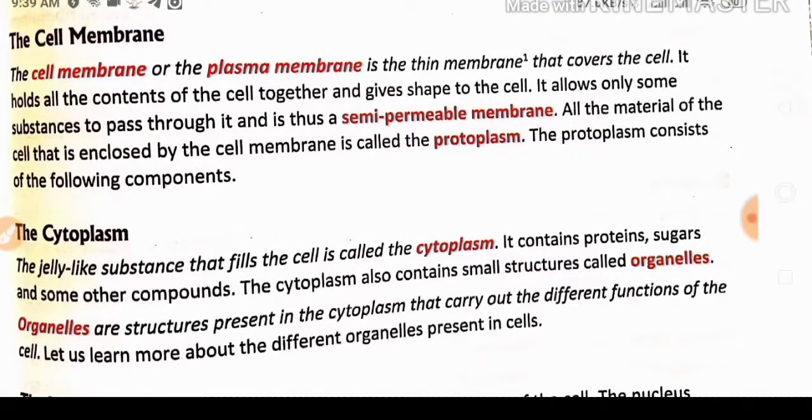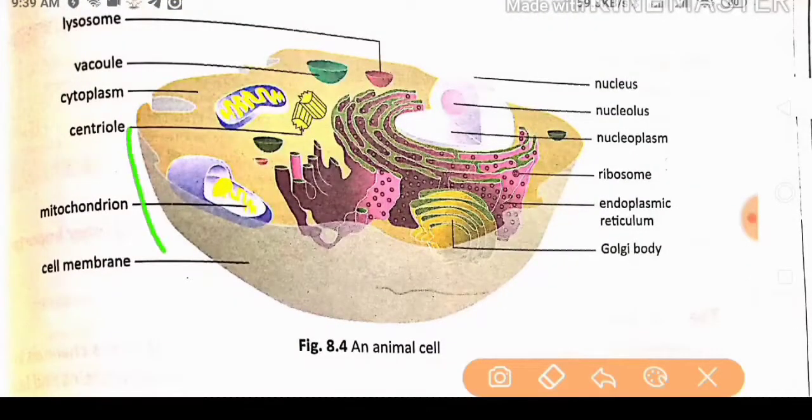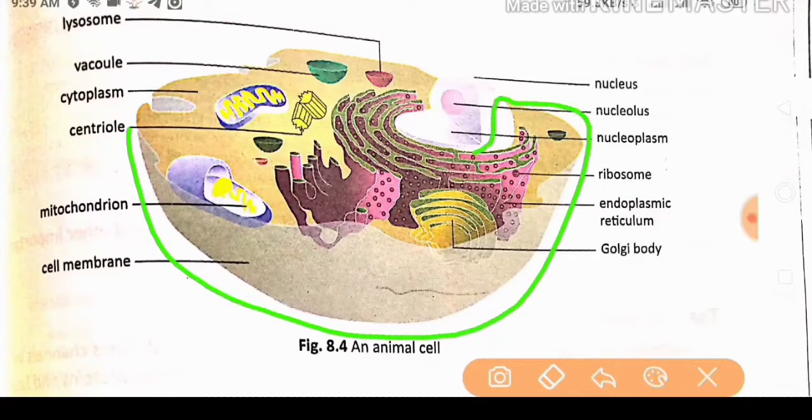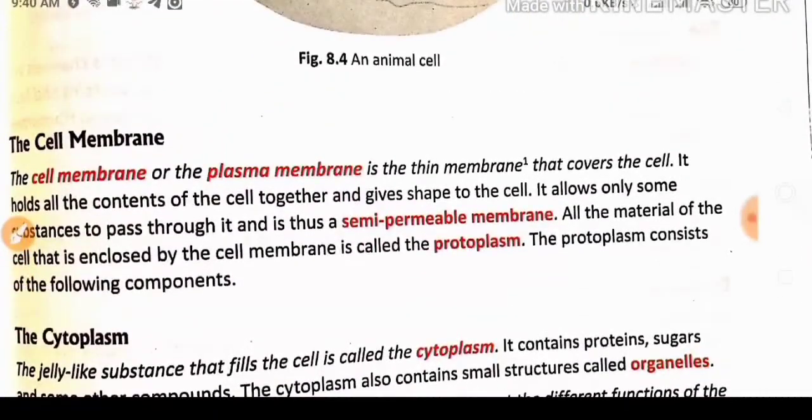So the cell membrane, or the plasma membrane, is the thin membrane that covers the cell. You can see here that this cell membrane covers the cell. It is a protective covering outside an animal cell. It allows only some substances to pass through it, and thus it is semi-permeable. It is called semi-permeable because it allows only some substances to pass through it.